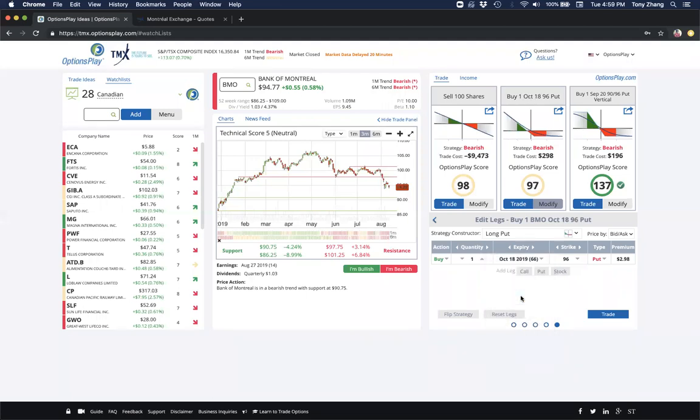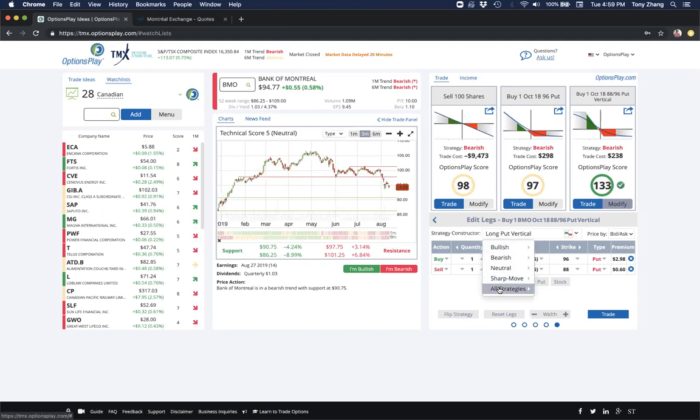So if you want to move it out to October, you can click on modify and move both strike prices either further down or further up. You can make the vertical spreads wider, and you can really play around with all the different strikes. And we even have a strategy constructor.